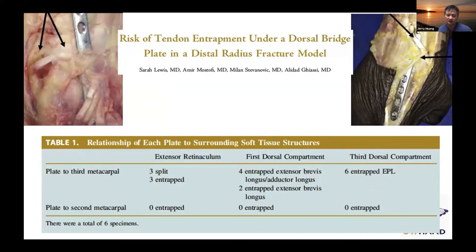So I think in general, if you're going through the second metacarpal, you could actually make a limited incision distally and proximally, set that plate underneath the second compartment. If you're going to go over the fourth compartment, you probably do want to make a separate incision dorsally over the dorsal wrist, over the distal radius.